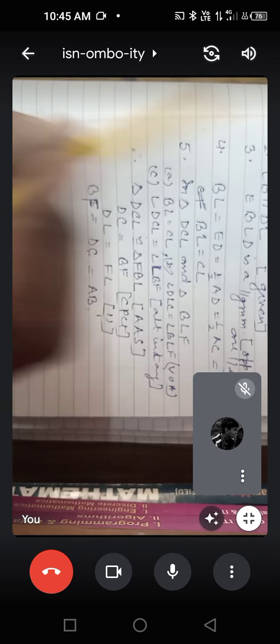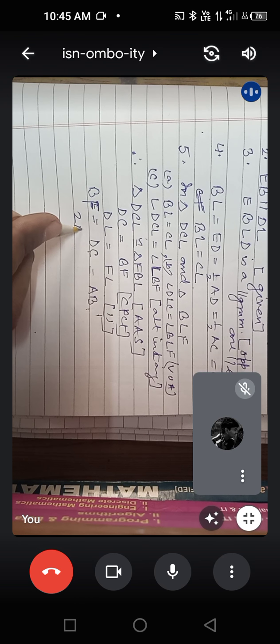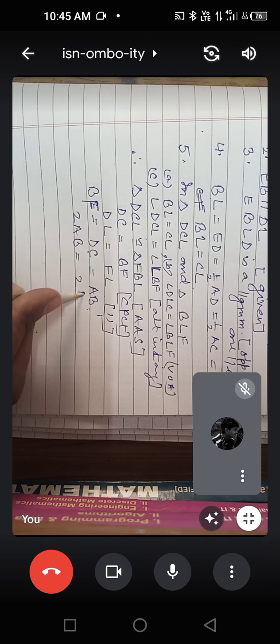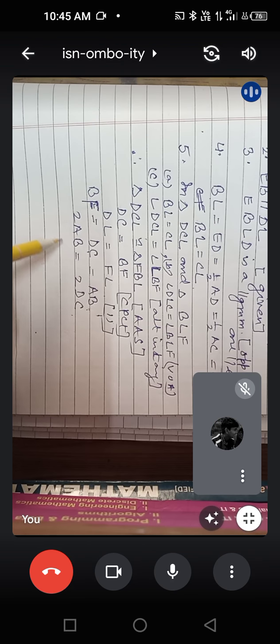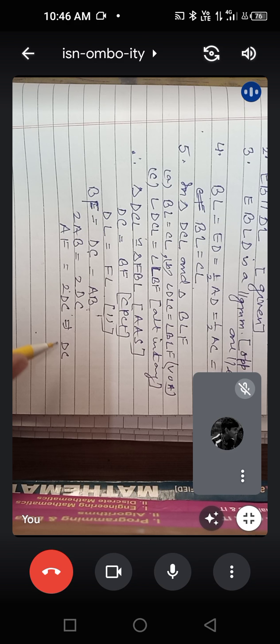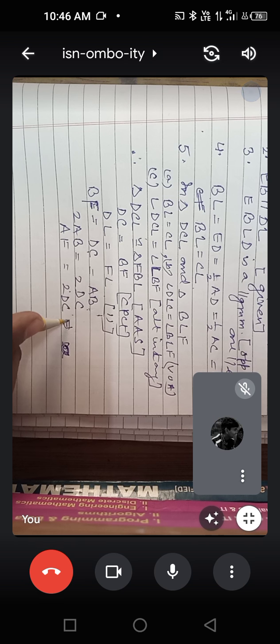Clear? So you can simply say that twice of AB is equal to twice of DC. Is it okay? And twice of AB means what? AF. So AF is equal to 2DC. So first part has been proved. This is your first part.